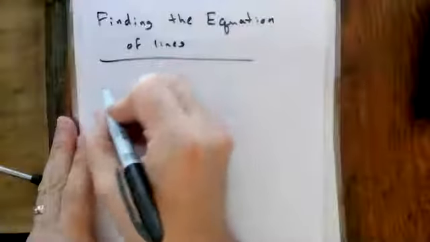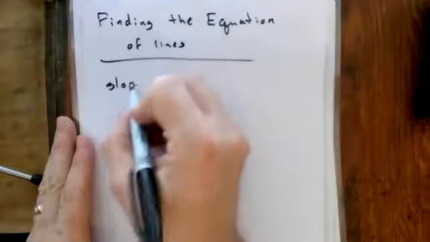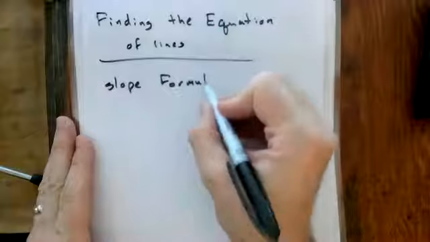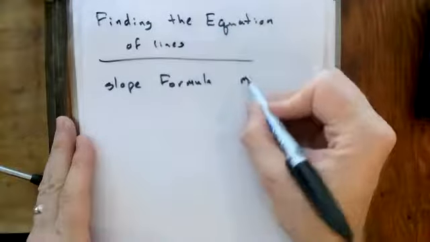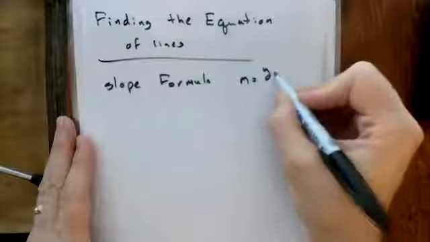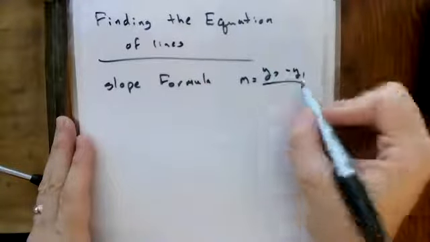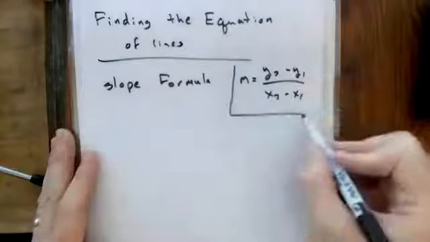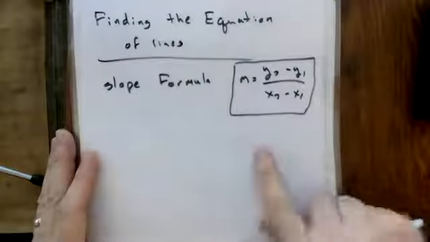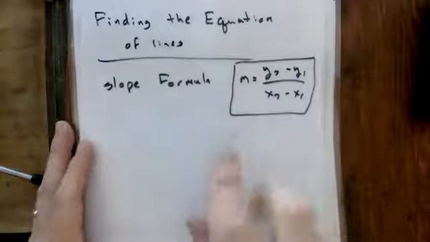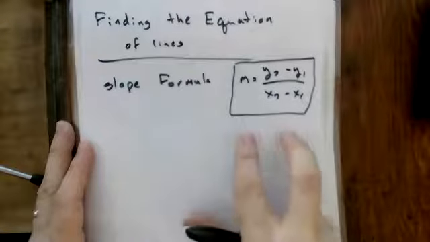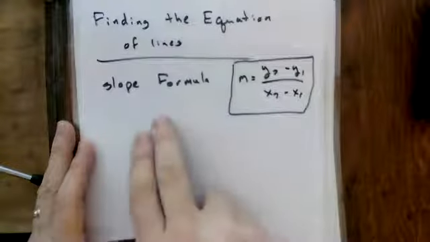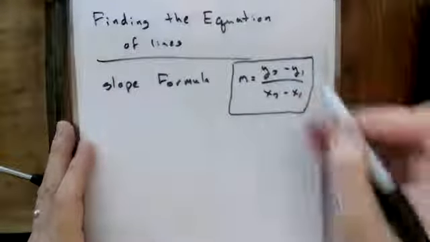And the first one that we're going to use is the slope formula. Now the slope formula is this: slope is equal to y2 minus y1 over x2 minus x1. This is because we always need two pieces of information whenever we're finding an equation. We either need 2 points, and if we've got 2 points, we're still going to need this slope.